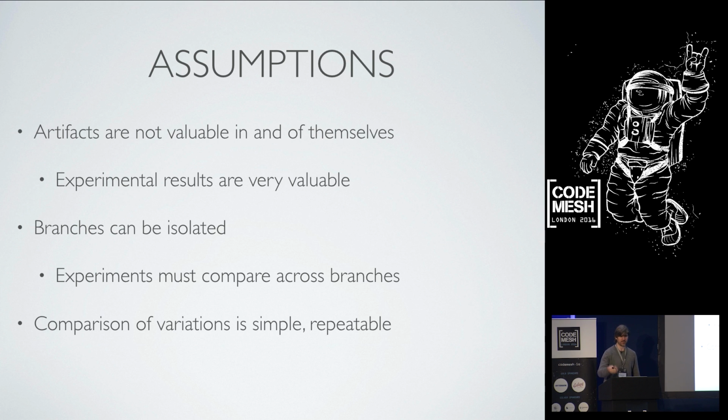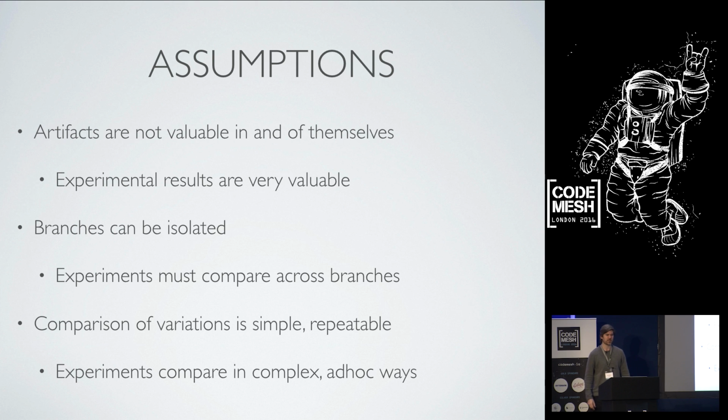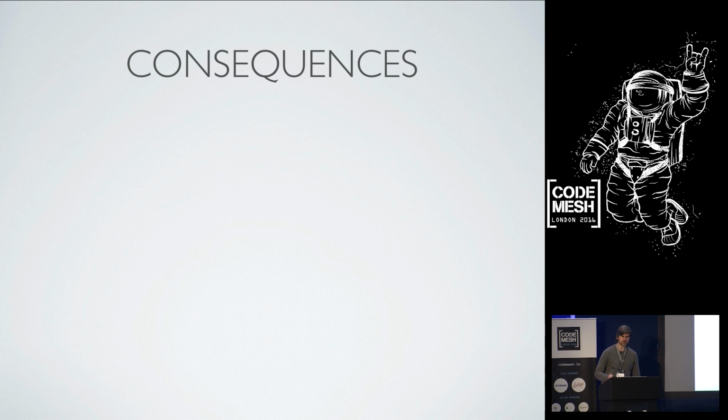So the way that we develop software assumes that the goal is to have simple and repeatable comparisons of all these possible variations, at the unit test level, for instance. Whereas experiments require comparisons in complex and ad hoc ways.